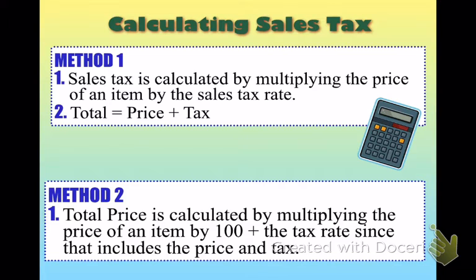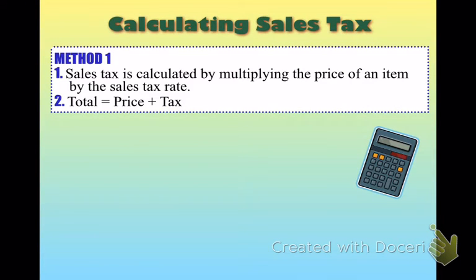So figure out the sales tax, then add it to the original price: two steps. Method number two combines both steps into one. You calculate the total price by multiplying the price of the item by 100 plus the tax rate, since that includes the sales tax. That one's worded a little weirdly. It'll make more sense when we actually do it, so let's go ahead and see how that works.